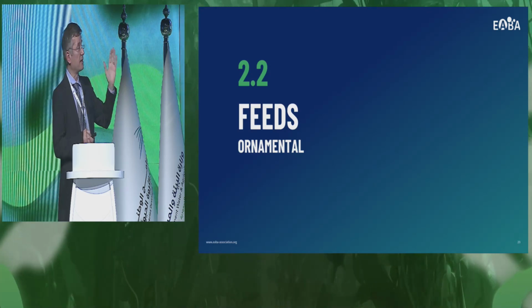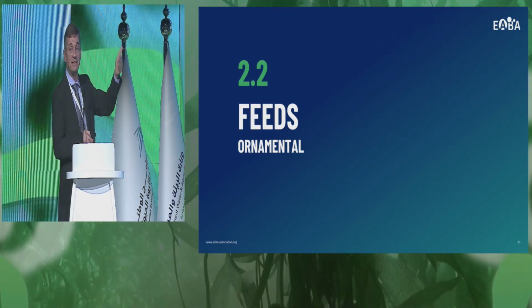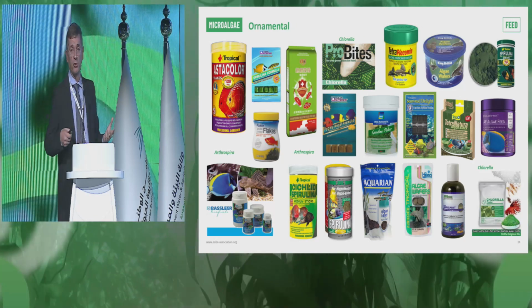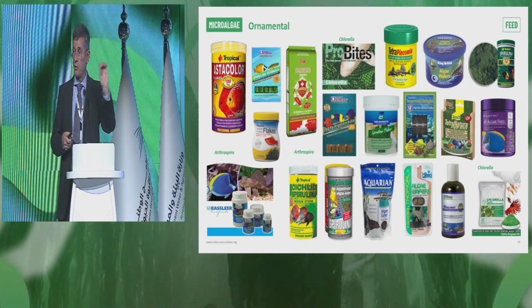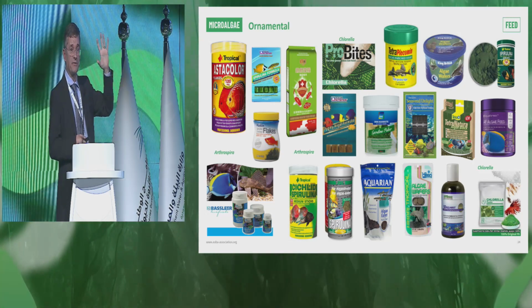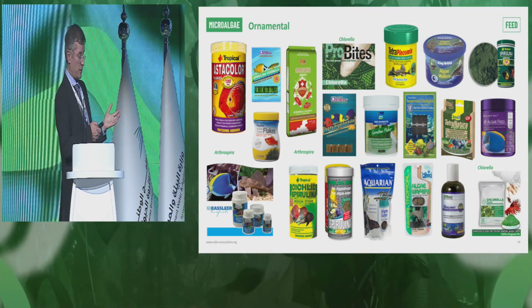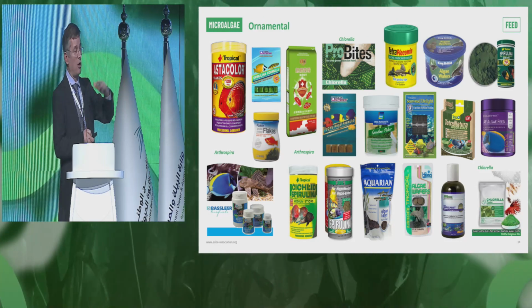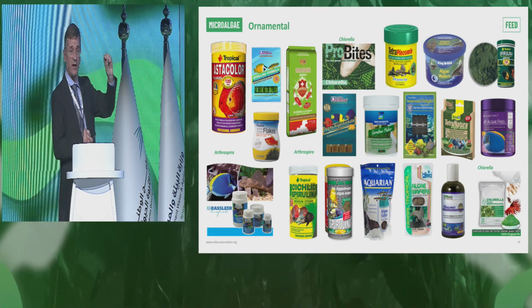For feeds, one of the important applications is ornamental fish feeds. Here are the many products. There are hundreds of products for ornamental fish feeds. But please, a warning: this is a niche market. It is a very small market, only a few dozen tons, because a little is enough for all kinds of feeds. Microalgae are usually used in small quantities, 5%, 10%.